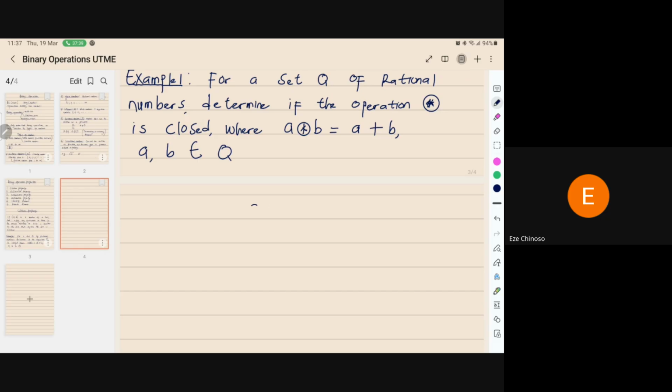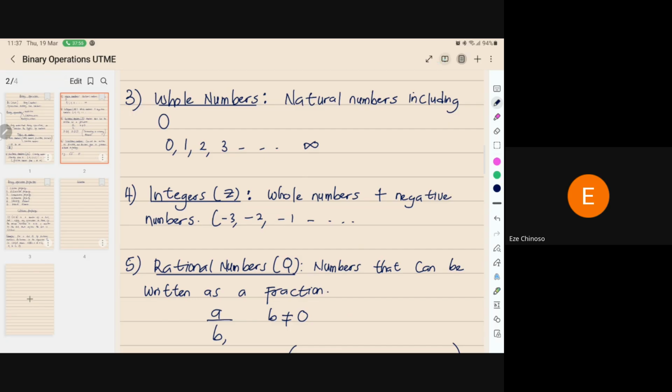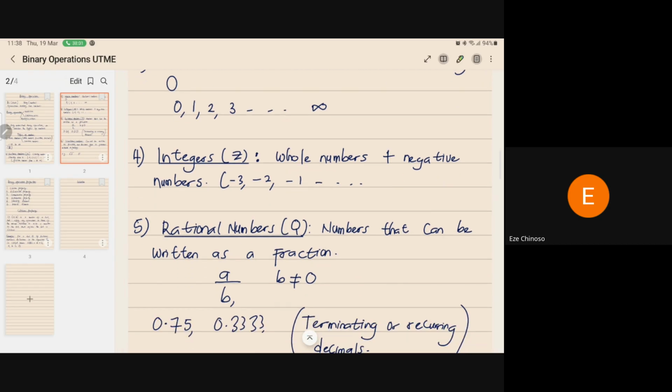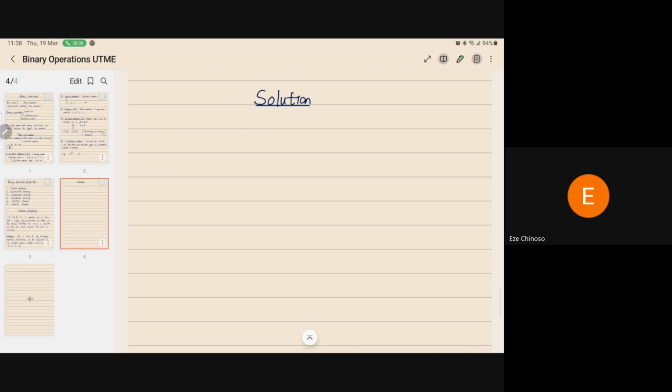Now, you can pick any rational number. Remember when I explained what a rational number is? We agreed that a rational number is simply a number that can be written as a fraction, right? Let's say 0.3, 0.5, all of those are rational numbers. So now pick any rational number you know, and plug it in the equation, right? If that result is a rational number, then the set is closed, right?